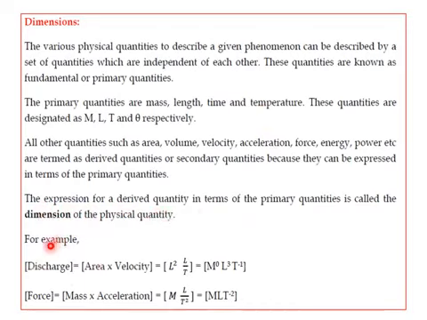For example, take discharge, which is area into velocity. What is area? L into L, so L square. What is velocity? It is L by t. Therefore it is expressed as L cube by t, or L cube t minus 1, that is M to the power of 0, L cube t minus 1. When it is expressed in terms of the MLT system, this is known as the dimensions of discharge. Similarly, force is mass into acceleration. Mass is M, acceleration is meter per second square, that is L by t square. So it is expressed as M L T minus 2.